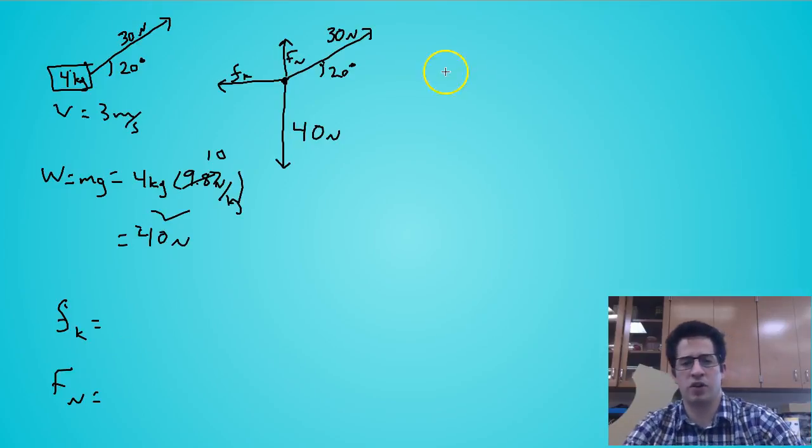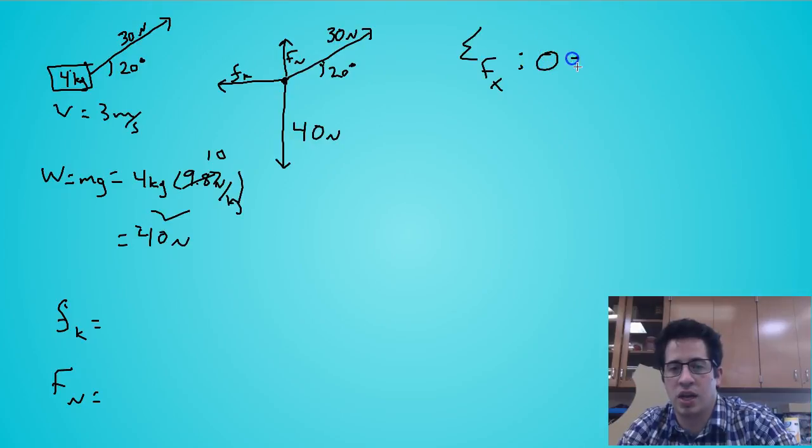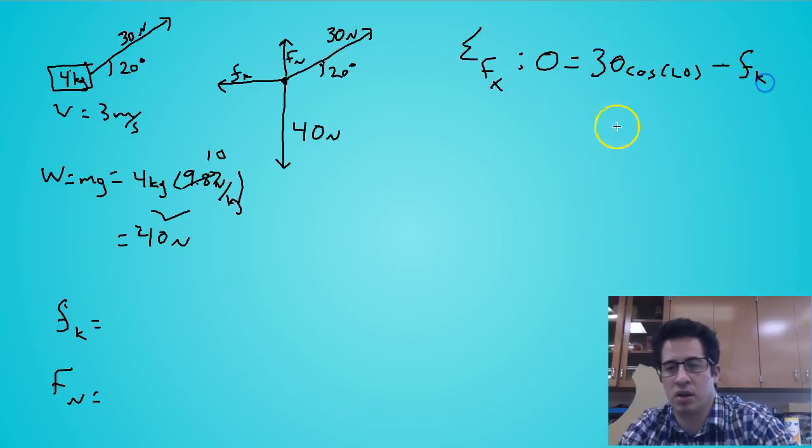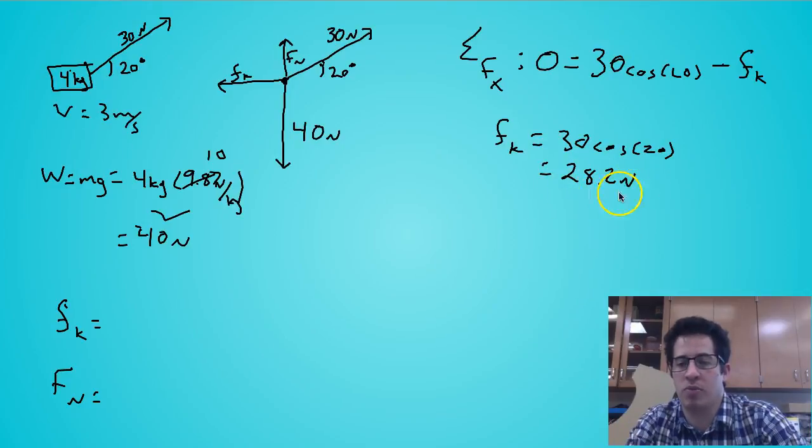Okay, we can do them in either order. Let's solve for kinetic friction first. Since that is acting horizontally, we'll find the sum of the forces acting horizontally. So we could say, okay, in the positive direction we have the x component of this pull, and we know it adds up to be 0 because it's moving at a constant speed. So this would be 30 times cosine of 20 minus our kinetic friction, and so kinetic friction is equal to 30 times cosine of 20, which gives us about 28.2 newtons.